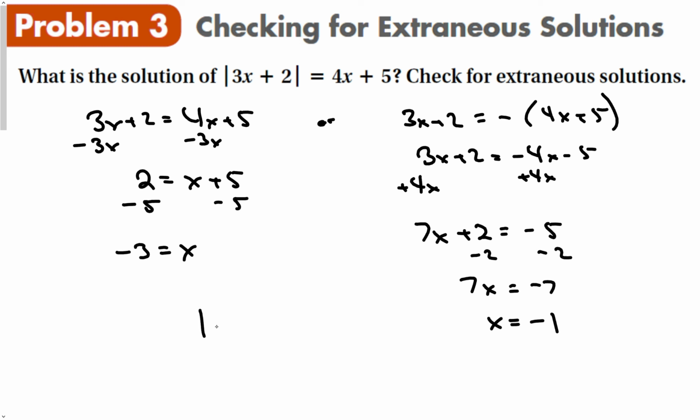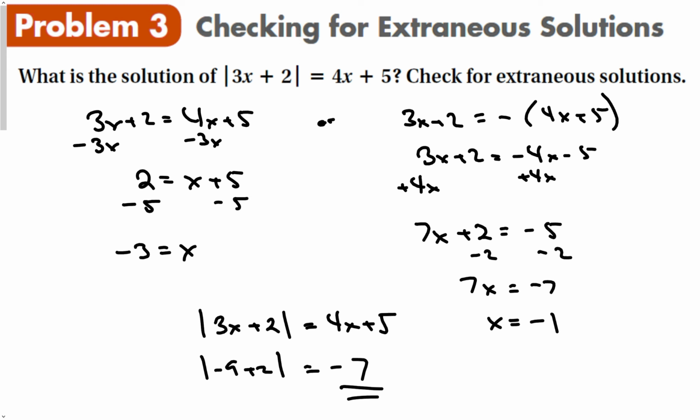In order for our solution to work, the absolute value of 3x plus 2 has to be equal to 4x plus 5. So if I plug negative 3 in first, that gives me the absolute value of negative 9 plus 2 is equal to negative 12 plus 5, which is negative 7. Already, that is a big red flag because the absolute value of something cannot equal a negative number. And when we look at here, we have negative 7, but it's the absolute value of negative 7. So the absolute value of negative 7 is positive 7. So this does not work.